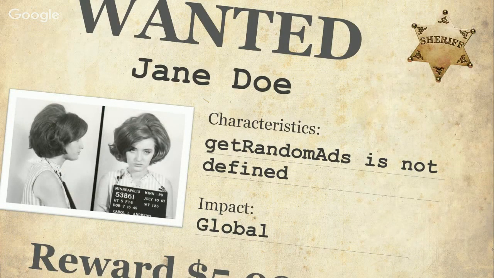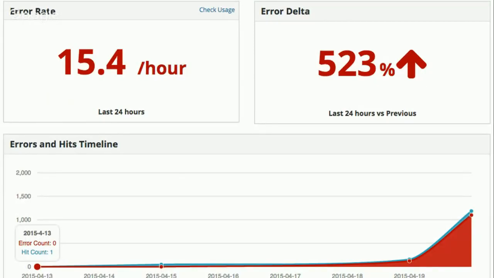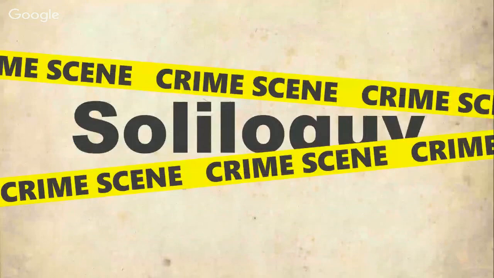This is the error that we were seeing in console before. This get random ads is not defined. And it seems to be happening everywhere. It seems to be happening on the initial page load of our app. But the weird thing about this is that it started happening real suddenly. As in, I'd had Soliloquy out for a little while, and I didn't make any changes. We did not have a release to any of our code, but all of a sudden, it's up 500% over yesterday. We just got a flood of these errors, but no changes were made. So let's dig in and see if we can figure out what's happening with it.